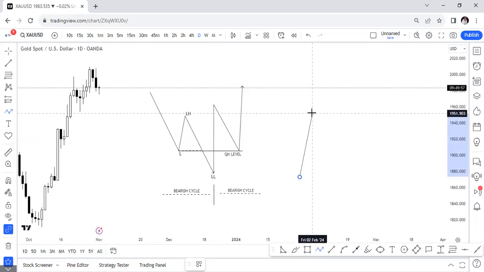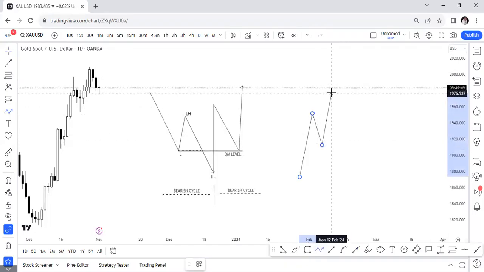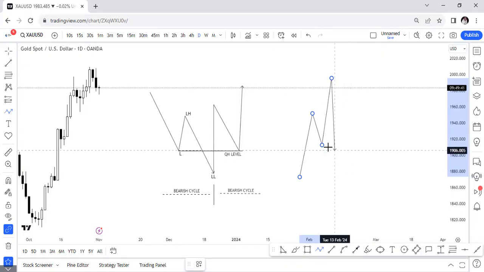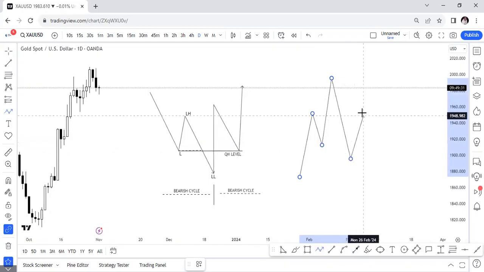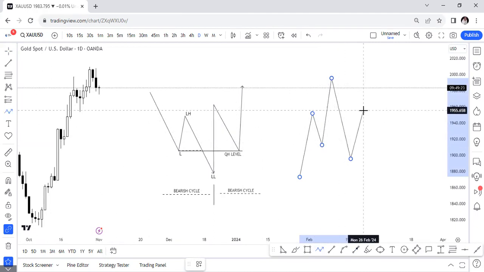We want to see the market moving in a bullish structure. This is the higher high, higher low, then a higher high, then price declines to take out this low. So that's a proof of what? A proof of change. It's signaling reversal.